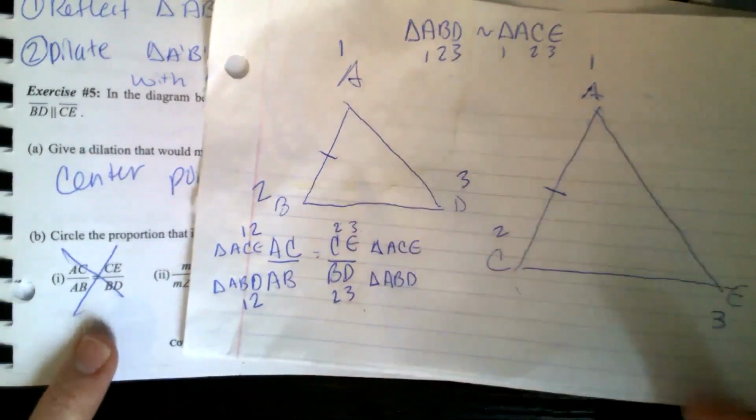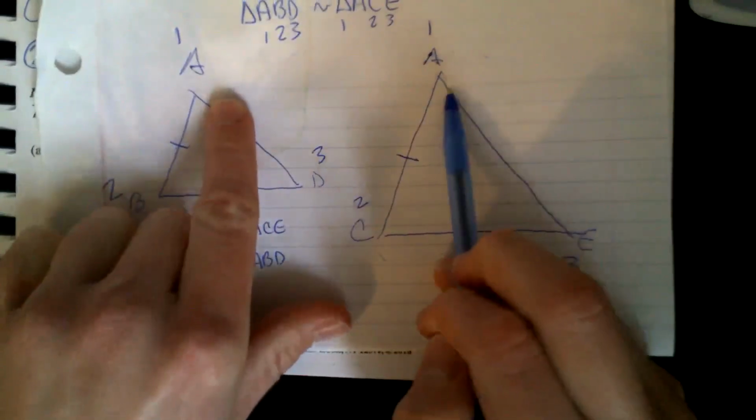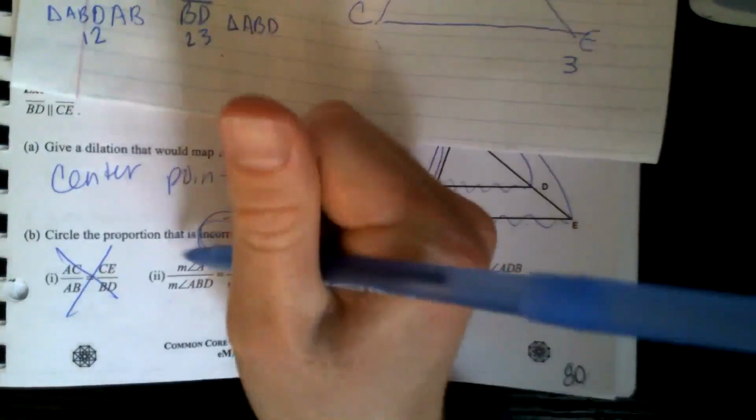Okay. Now let's take a look at the next one. So we have the measure of angle A over the measure of angle ABD, and then the measure of angle A over the measure of angle ACE. The measure of angle A and the measure of angle A are congruent angles, so 1 and 1. Now, ABD is this angle, and ACE is this angle. Since those are also congruent angles, those match up. So that is not our answer either.